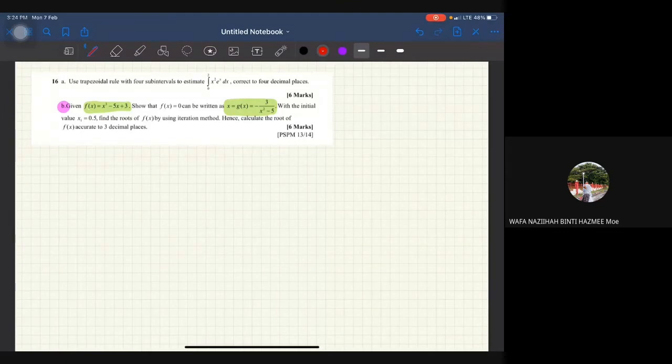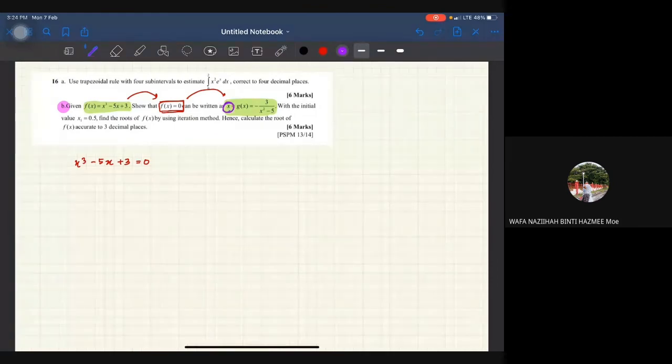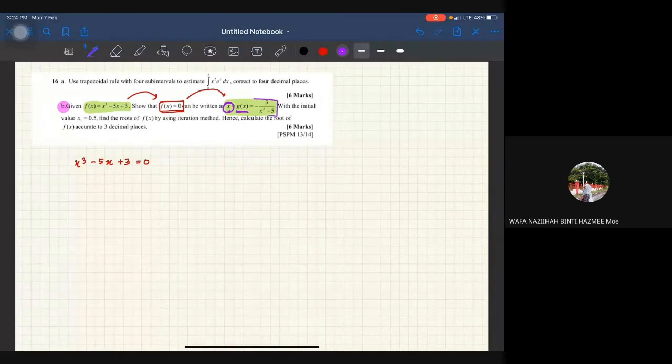Dia bagi kita dekat sini fx equal to 0 kan. So you need to take your fx and then let it equal to 0. So you have x cubed minus 5x plus 3 is equal to 0. Settle. Soalan minta kita proofkan, kita boleh susun dia macam ni. Kalau tengok dekat sini, x is our subject, and then gx is this one. Let's use black. So x is equal to gx. So gx ni adalah sama dengan ini.